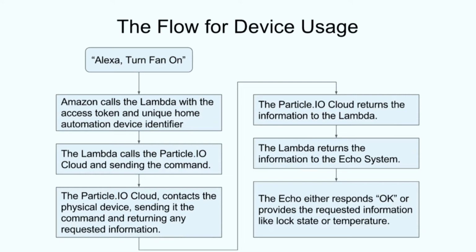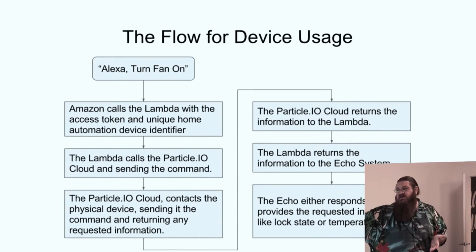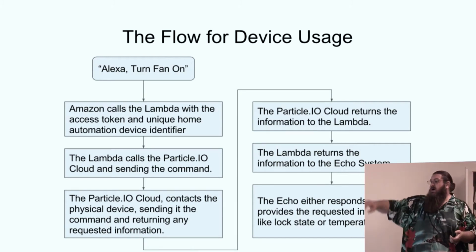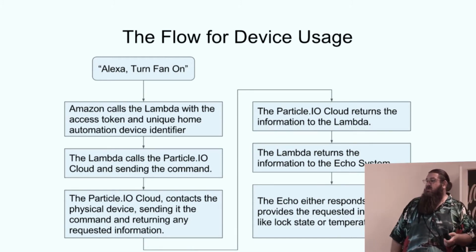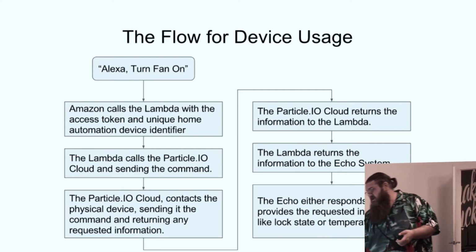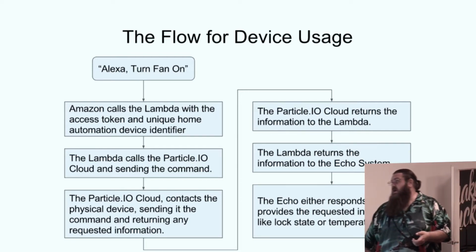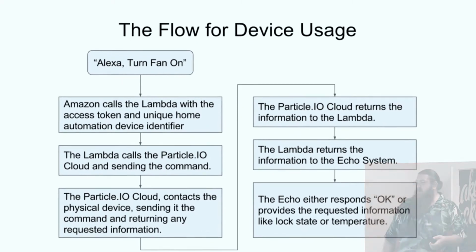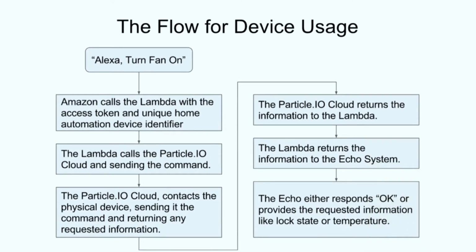The I/O cloud is going to contact the physical device, sending the command and returning any requested information, like temperature or whether something is locked. The I/O cloud returns the information to the Lambda, and the Lambda returns the information to the ecosystem. The ecosystem is either going to respond with an OK or provide the requested information like lock state or temperature. Does this all make sense?